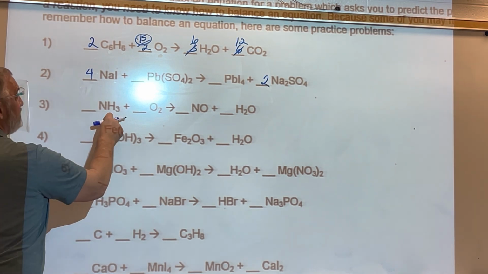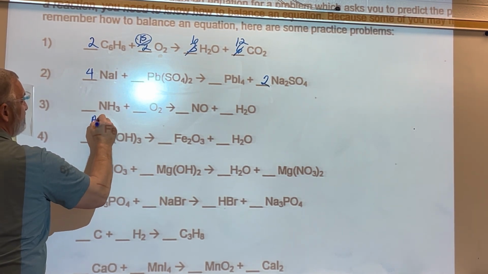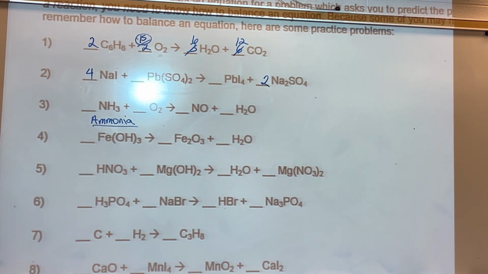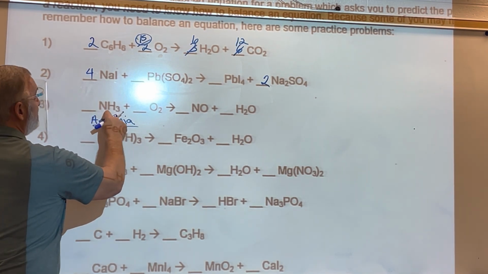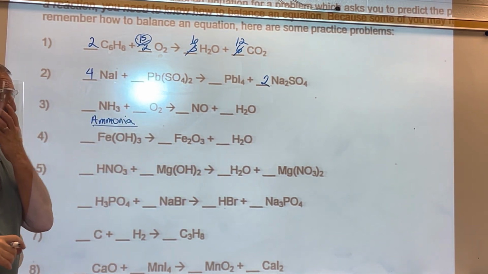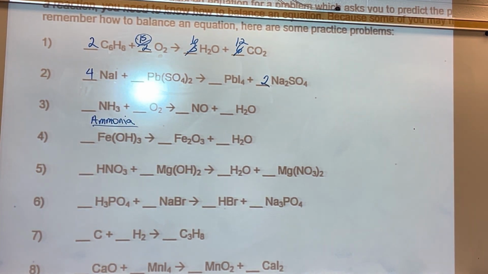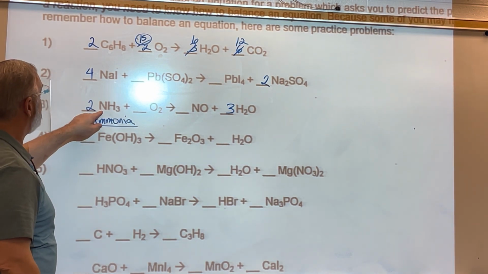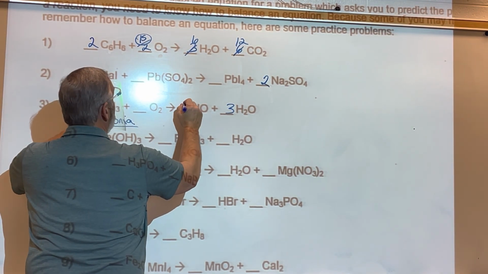Now, NH3, and just for the record, you don't really have to know this, but it's good to know since it's such a common compound. NH3 is ammonia. So if you ever hear someone talk about ammonia, that's NH3. 1 nitrogen, 3 hydrogens, 2 hydrogens. 3 and 2. What's my lowest common multiple? 6. So I'm going to put a 2 here and a 3 there. Now that gives me 2 nitrogens, so I'm going to put a 2 there.